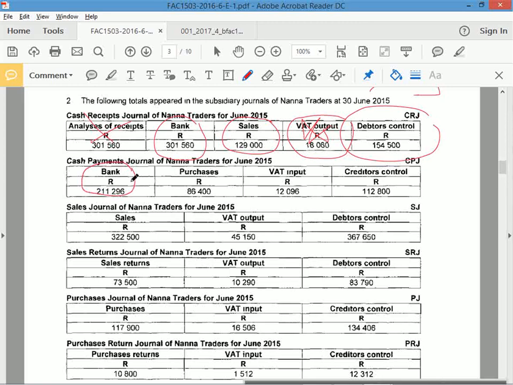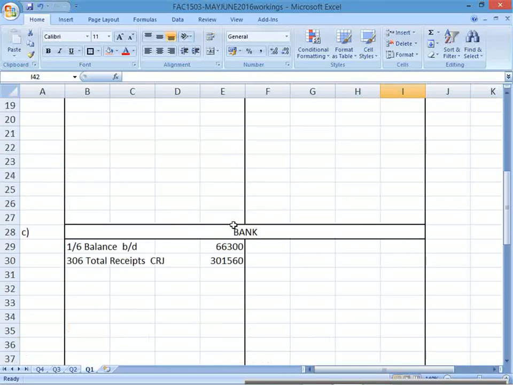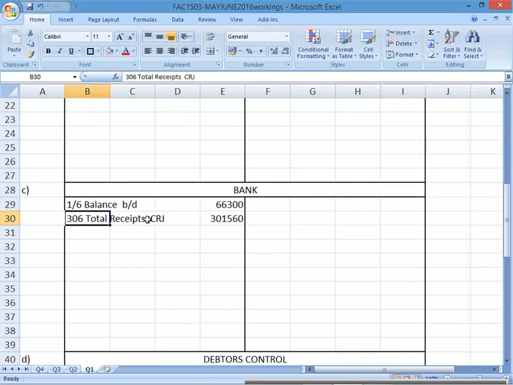Next, cash payments journal. Do I need the bank? Of course I do. They asked me for it. Total payments.